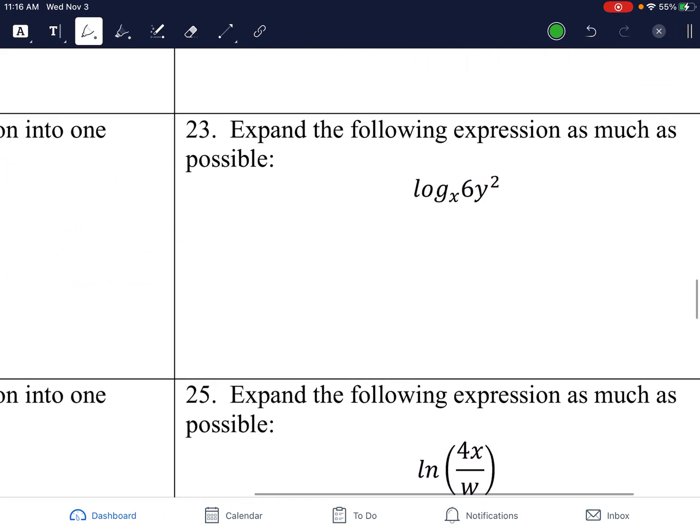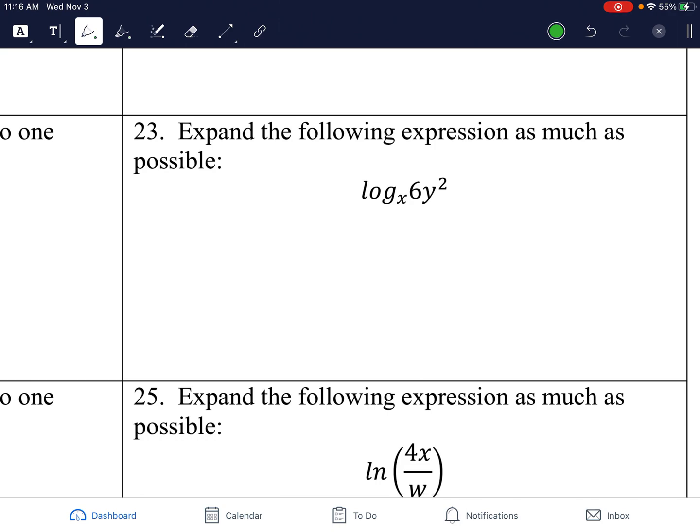Number 23, we're expanding. There are two terms here, the 6 and the y squared. So we have log base x of 6. Because we're multiplying 6 and y squared, it's going to be plus. The 2, the squared on the y, becomes a coefficient in front of the log of y.